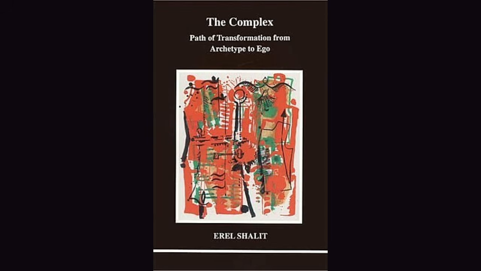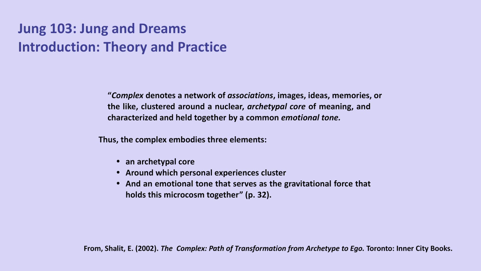Another excellent definition of the complex comes from the Israeli Jungian analyst named Erel Shalit. He has an excellent book called The Complex: Path of Transformation from Archetype to Ego, published by Inner City Books. And in that definition he says, quote, "Complex denotes a network of associations, images, ideas, memories, or the like, clustered around a nuclear archetypal core of meaning and characterized and held together by a common emotional tone. Thus, the complex embodies three elements: an archetypal core, around which personal experiences cluster, and an emotional tone that serves as the gravitational force that holds this microcosm together." Close quote. So that's, I think, a wonderful summary of Jung's idea of the complex.